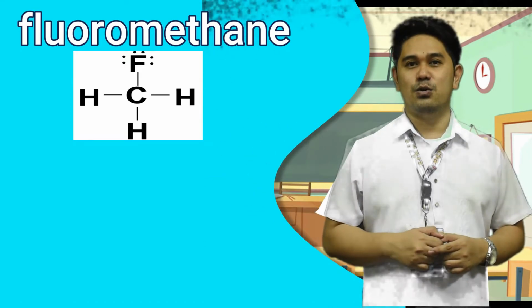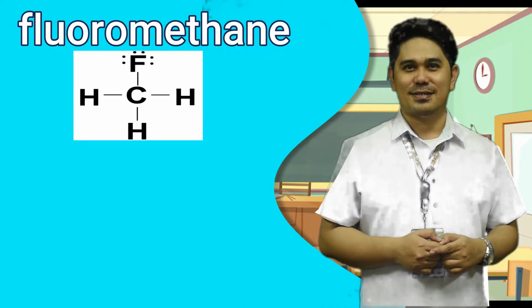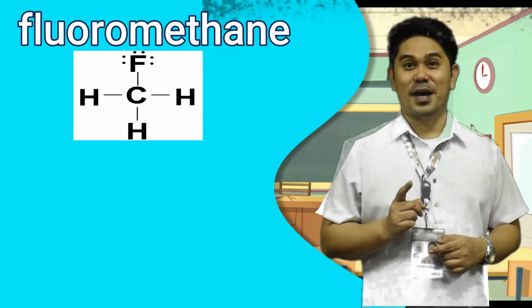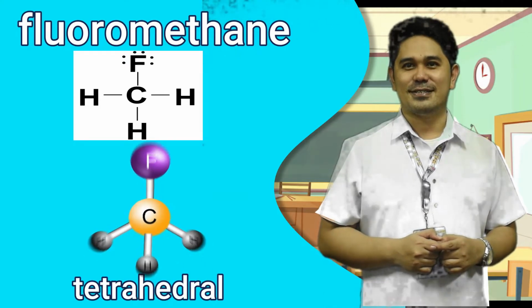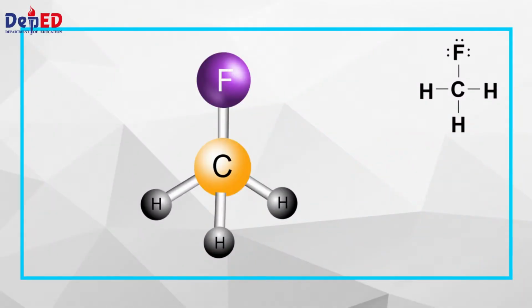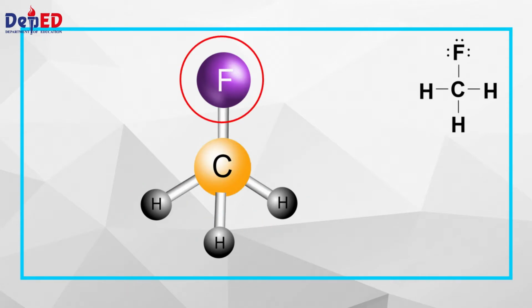This is its Lewis dot structure. What is its molecular shape? Correct. This is also a tetrahedral shaped molecule. The central atom, carbon, has bonds with the 3 atoms of hydrogen and 1 atom of fluorine. Can you see a concentration of electrons? That's right, electrons tend to be more concentrated near fluorine.